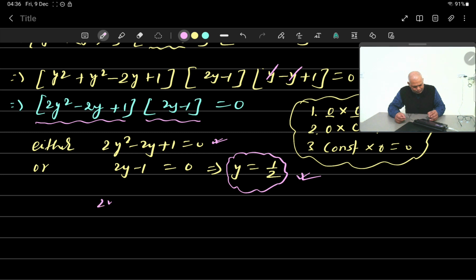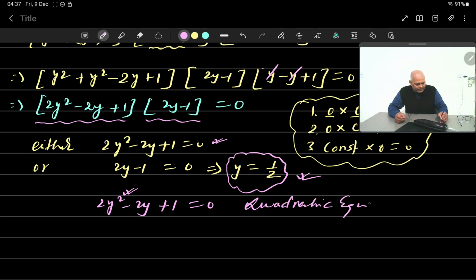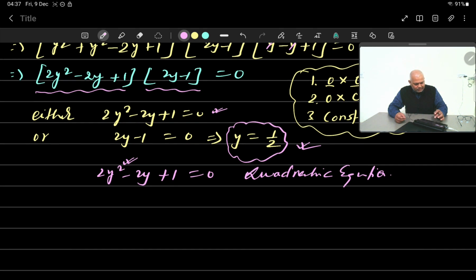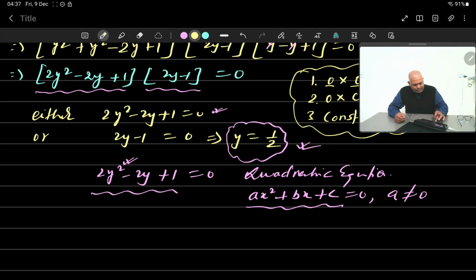So now 2y squared minus 2y plus 1 equals 0. My friends, this equation has a maximum degree of 2, so this is a quadratic equation. And you know how to solve the quadratic equation. The basic form of this equation is ax squared plus bx plus c equals 0, where a is not equal to 0. So my dear friends, if you compare this equation with this one, what do you get?